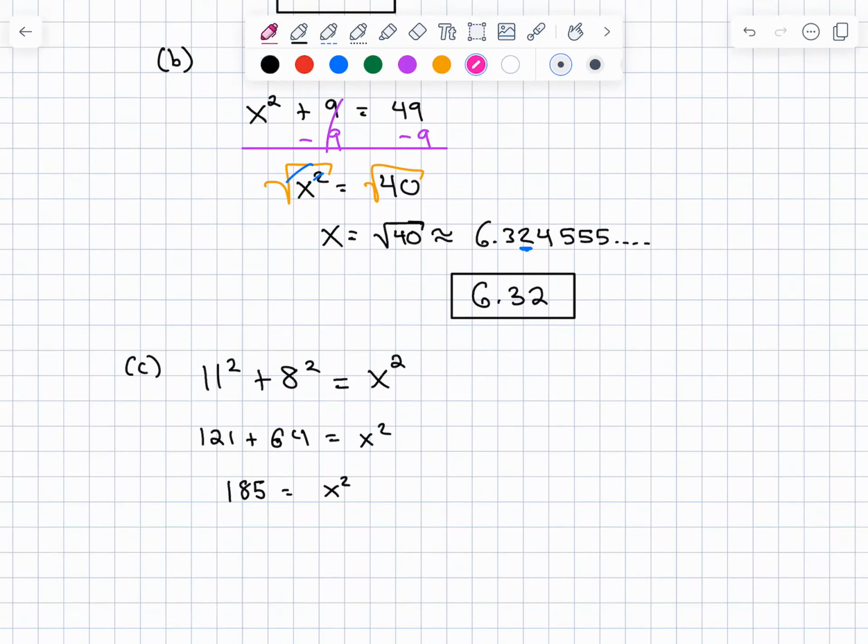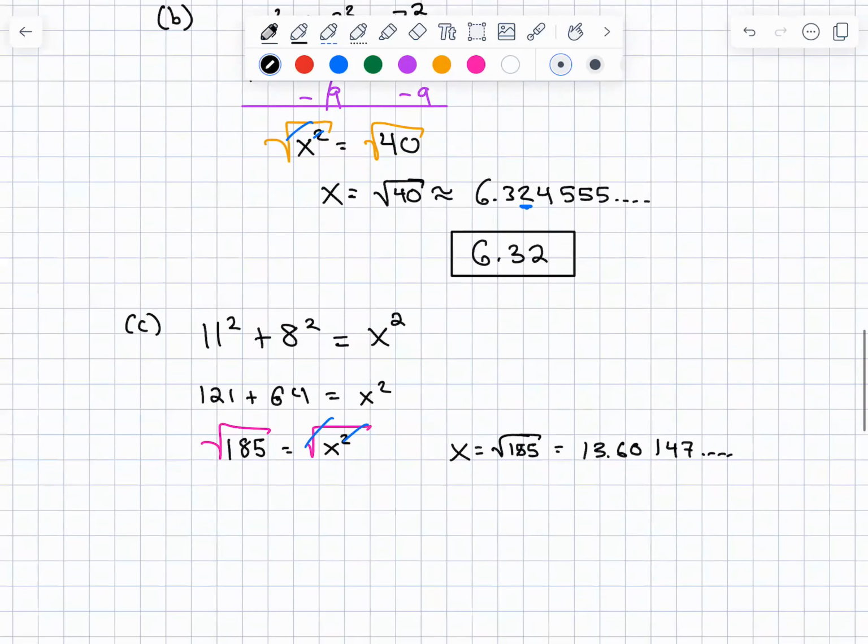It's equal to x squared, at which point we square root it to cancel out the square and the square root on the right-hand side and get that x is equal to the square root of 185, excuse me, which is equal to 13.60147, on and on forever. So if we're going to round to the nearest 100th or 2 decimals, that would be to the 0 right here. But the number to the right of it is less than 5. So we'll round down to 13.60 or 13.6. Either way is fine.